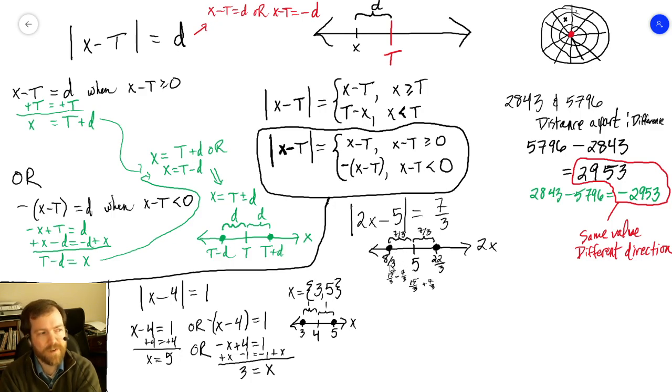However, this is not actually finding x. We wanted to find x, but we have found the solutions for 2x. So in order to find the solutions for just x, we need to divide by 2. And in fact, we need to divide all of this stuff by 2. All distances, all values, everything is being divided by 2.